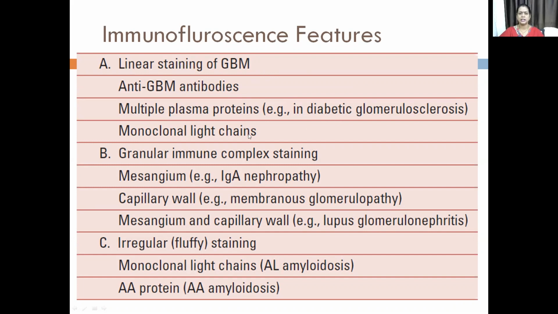Monoclonal light chains usually result in overflow proteinuria, usually in multiple myeloma. The granular immune complex staining in the mesangium is IgA nephropathy, in the capillary wall is membranous glomerulopathy, and in the mesangium and capillary wall is lupus glomerulonephritis. Irregular fluffy staining is usually seen in AL amyloidosis and AA amyloidosis. You know that some light chains are getting deposited in amyloidosis, right? So these light chains, whether AL or AA, are usually irregular and have a fluffy stain.